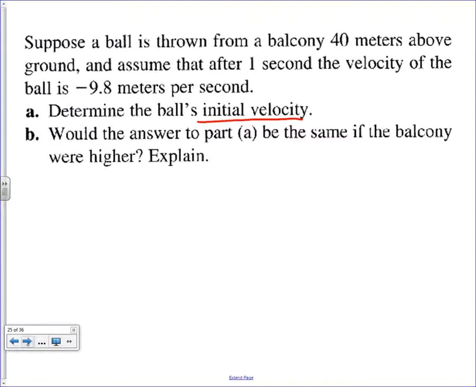So what does this function look like with the information that we have? First of all, is it meters or feet? So that'll be negative 4.9 t squared. Am I throwing this ball up or down?